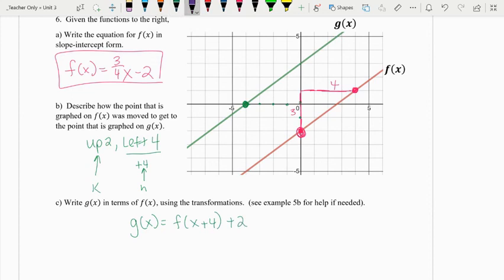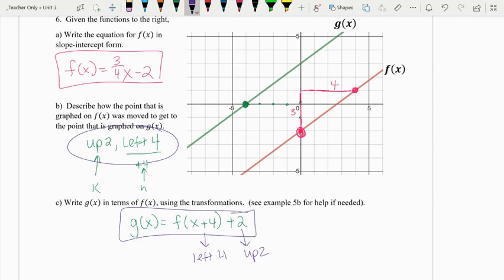Okay, and you can always re-look at it after you write it, like, okay, does this make sense? Well, this would tell me left 4. This would tell me up 2, which is what we had here, which means this is right.